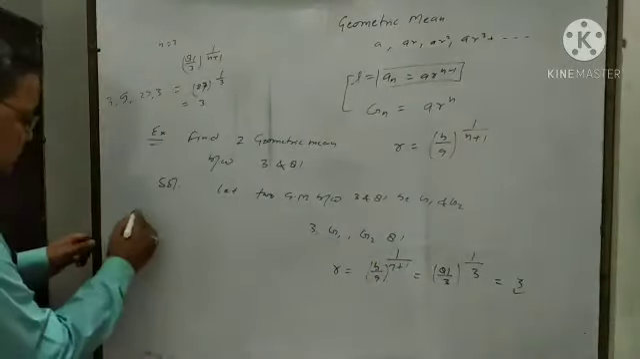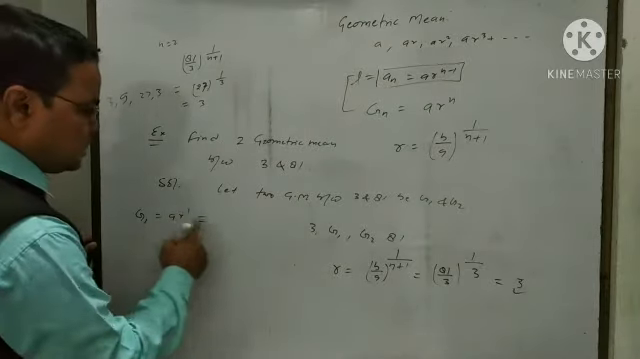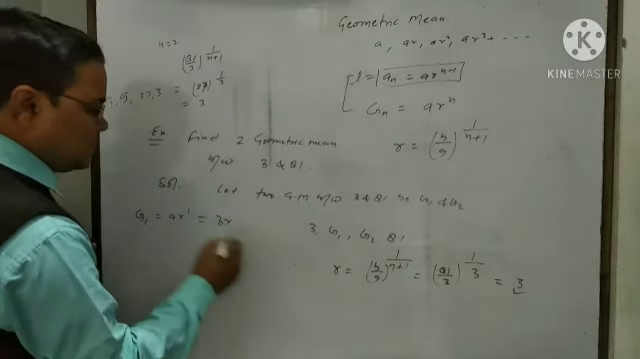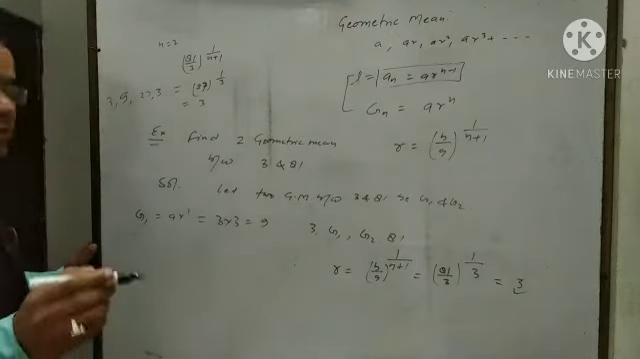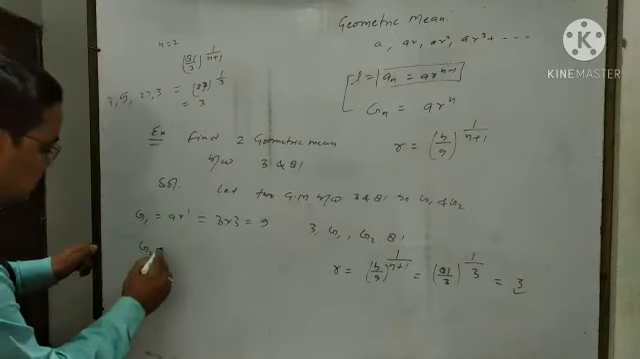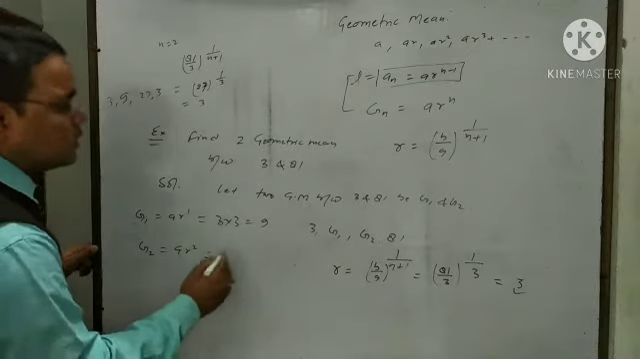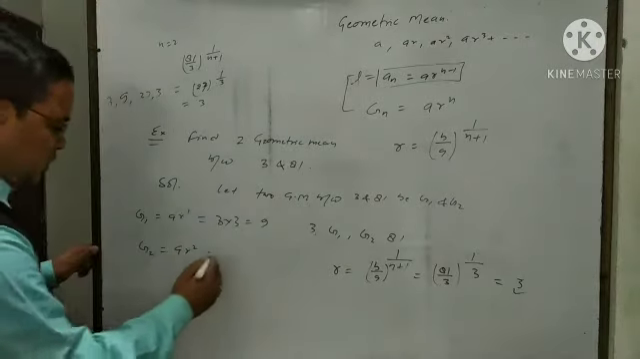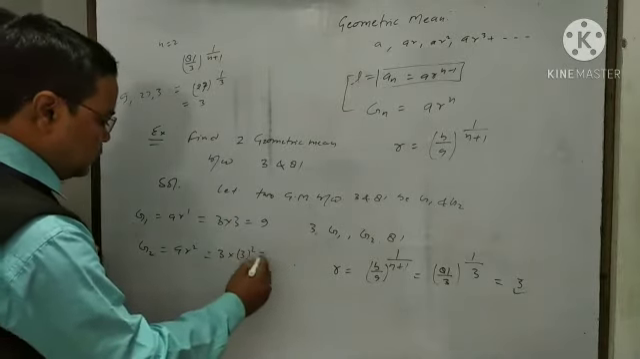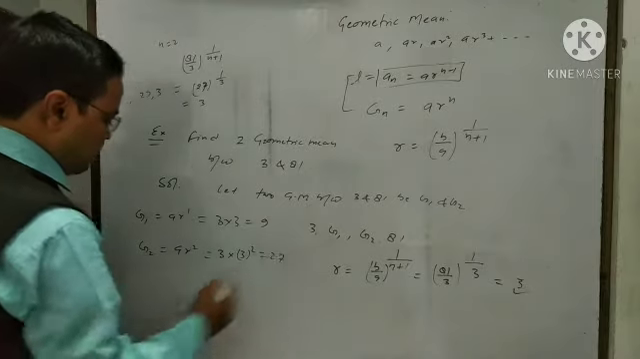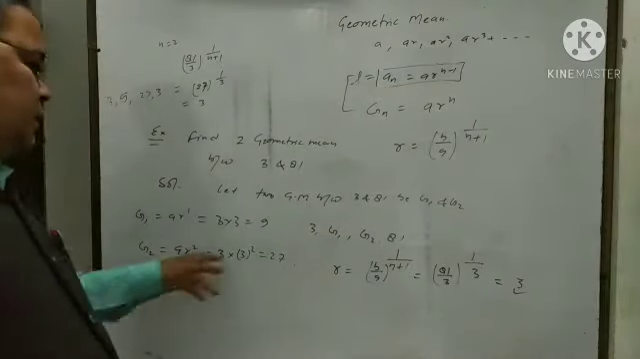Now what is G1? G1 is equal to AR raised to the power 1. And what is the first term? The first term is 3 and common ratio is also 3. Then the first geometric mean will be 9. And the second geometric mean G2 is equal to AR square. According to this formula, AR square means the first term 3 and common ratio 3 square. 3 3s are 9, 3 9s are 27. It means the first geometric mean will be 9 and the second geometric mean will be 27.